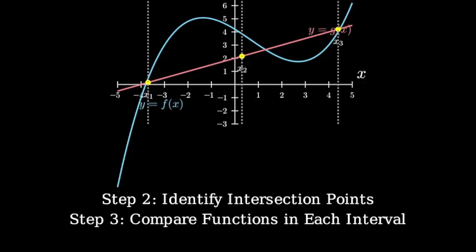Finally, step 4 is to write down the solution set based on the inequality. For f(x) less than g(x), identify the intervals where f is below g. For f(x) greater than g(x), identify the intervals where f is above g. For inequalities with "or equal to," like f(x) less than or equal to g(x), remember to include the x values of the intersection points in your intervals.